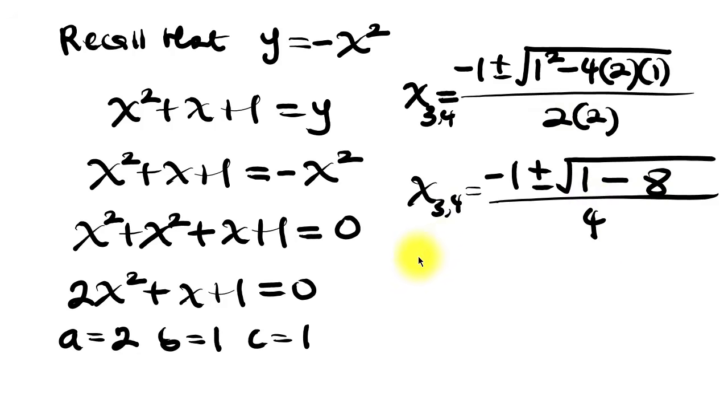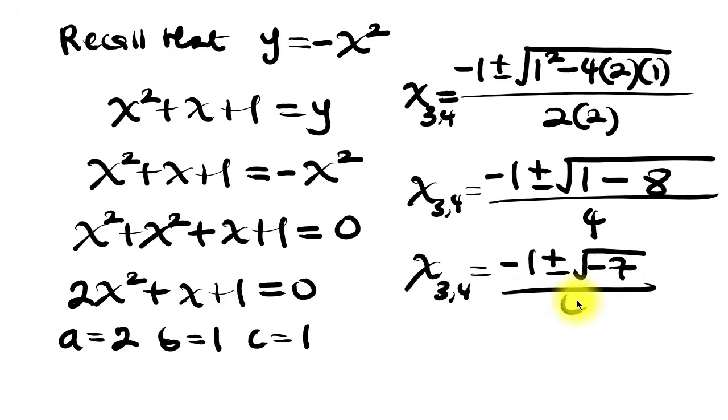So this becomes x equal to negative 1 plus or minus the square root of 1 minus 8, which is negative 7, all over 4. Very good. We can still simplify further. Now we have a negative inside of a square root, which means it is a complex number. So the square root of negative 7 is the same as the square root of 7 times i, all over 4.